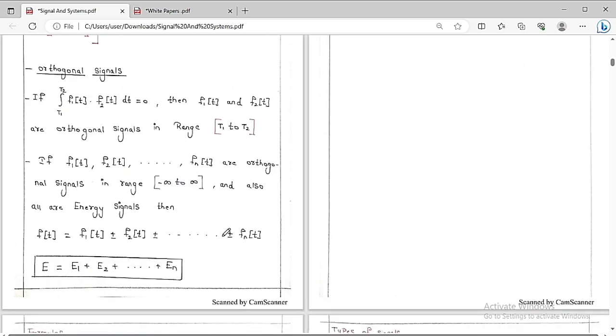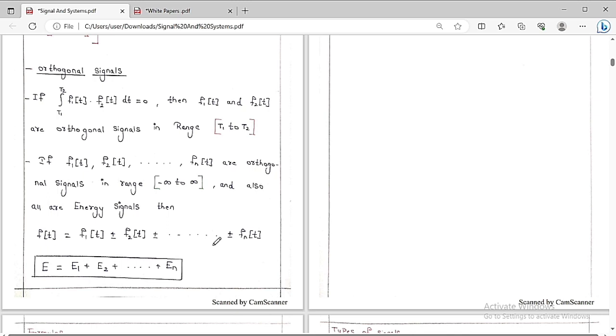The same thing holds for power also. Here if f1 of t, f2 of t and all the signals are power signals and all the signals are orthogonal signals, then the resultant signal f of t has power that is nothing but the summation of the individual power present in each and every signal. Or you can say if all the signals are energy signals and all the signals are orthogonal signals, if these two conditions are satisfied, then the net energy in f of t is nothing but the summation of the energy present in each and every signal.